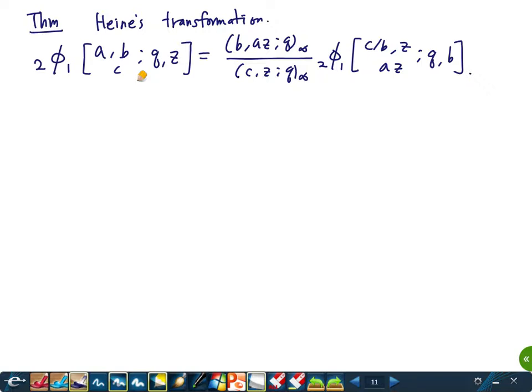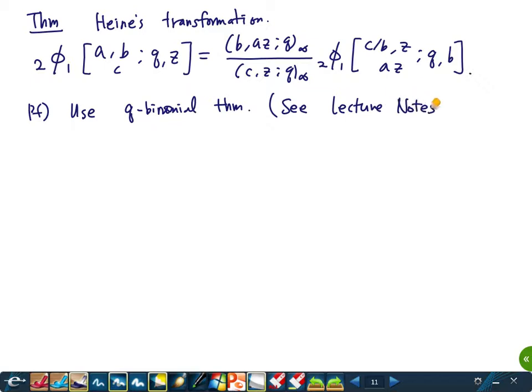Okay. This can be proved using the Q binomial theorem. Not sure if I have enough time to do this, but the proof uses the Q binomial theorem. Yeah, I'm going to just say, see the lecture note. Not very long, but if you have time, we will do this. Because I try to finish today's lecture before 11, let's just leave this as a reading assignment for you.